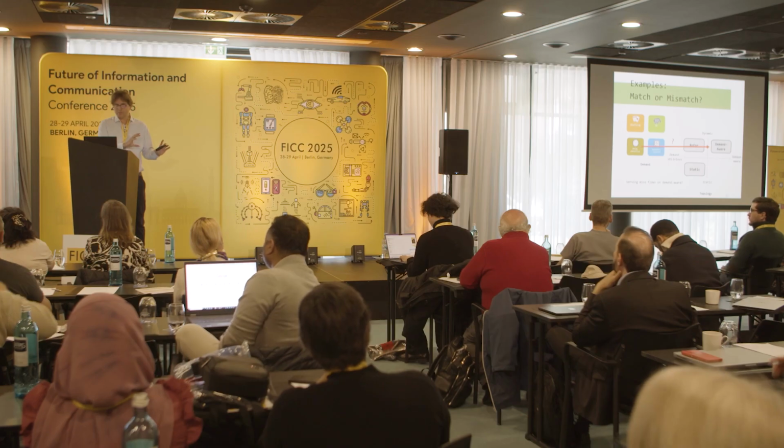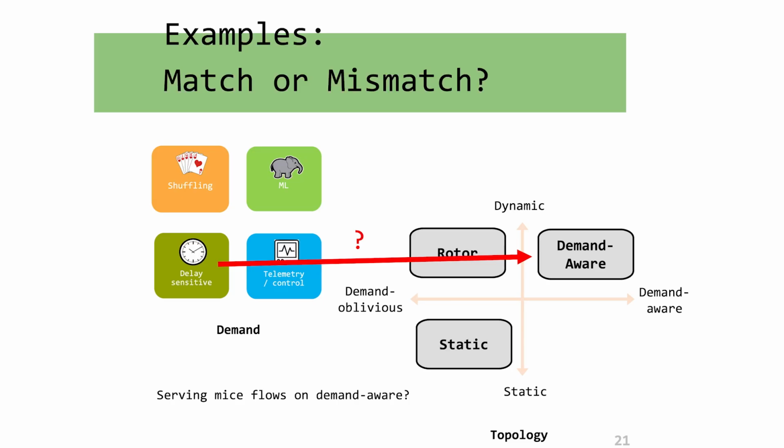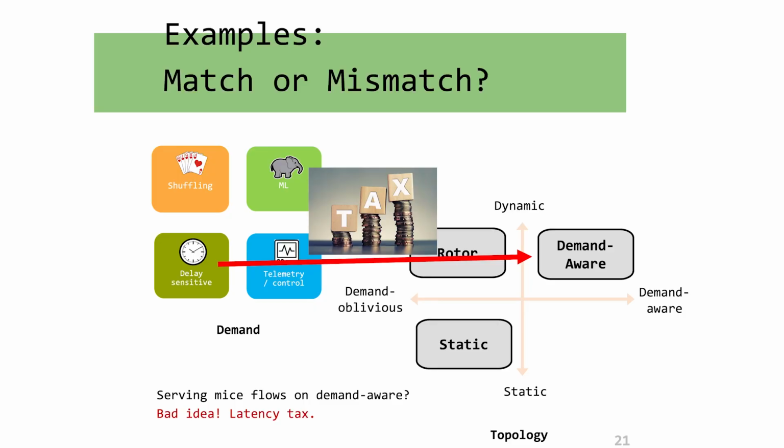And the answer is, I don't think this is a good idea, because if you have traffic that needs to go very fast, and you first want to optimize your data center, first you do the computation of the optimization, and then you do the adjustments of the topology, this will take too long. By that time, you could have transmitted this flow over a static network much better. So this tax is too high. The latency tax is too high.